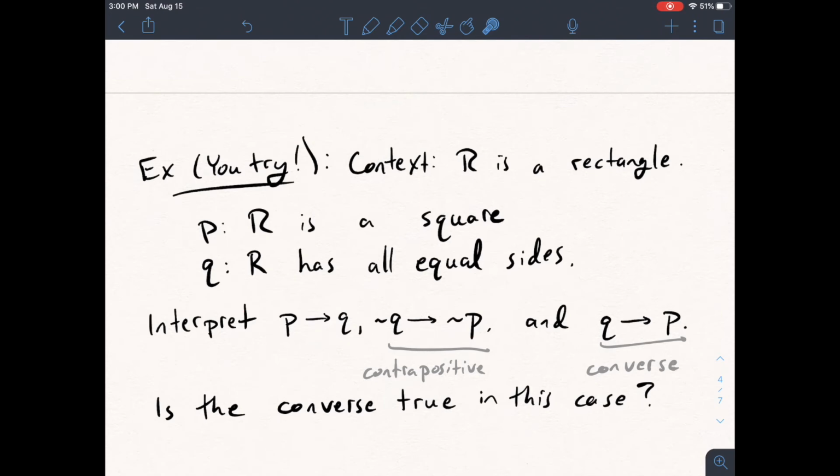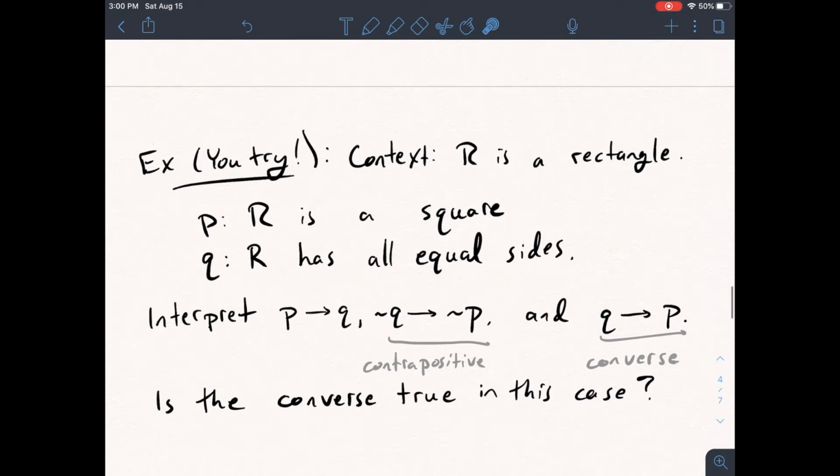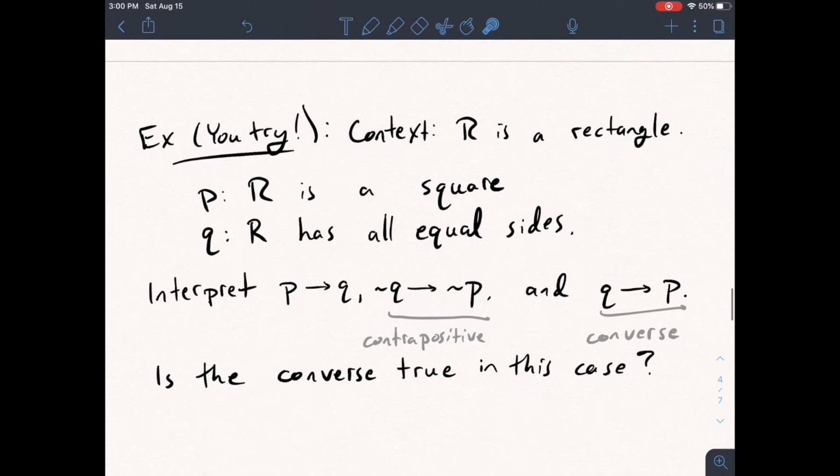So let me tell you the context real quick. We're in geometry. R is a rectangle. We already know that R is a rectangle. And then we have two statements. We have the statement P, which is R is a square. And then the statement Q, which is that R has all equal sides. So interpret the statements P implies Q, the contrapositive, not Q implies not P, and the statement Q implies P, which is the converse. And when you do this, I want you to think about whether or not the converse is true in this situation.